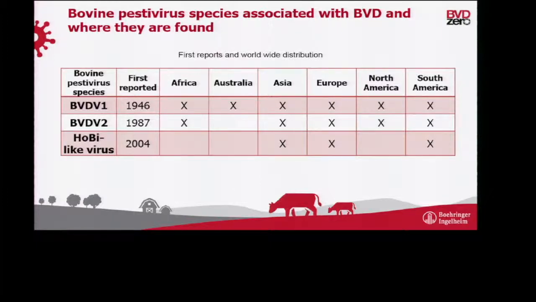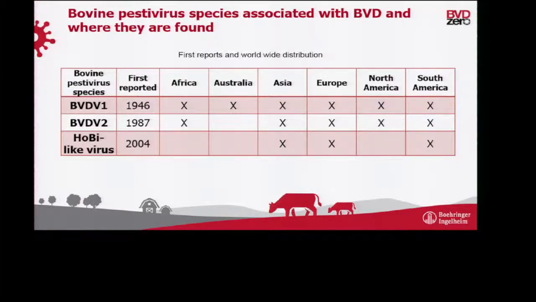So viral species associated with this collection of clinical symptoms called BVD, and where are they found? So here's the first reports of them. I said we started with BVD1 in 1946 out of Cornell, BVD2 about 1987, then Hobi-like viruses first appearing in the literature in 2004, although now as we do retrospectives of isolates that are in people's freezers, we found out Hobi virus has been around a lot longer than we thought. We just didn't recognize it.